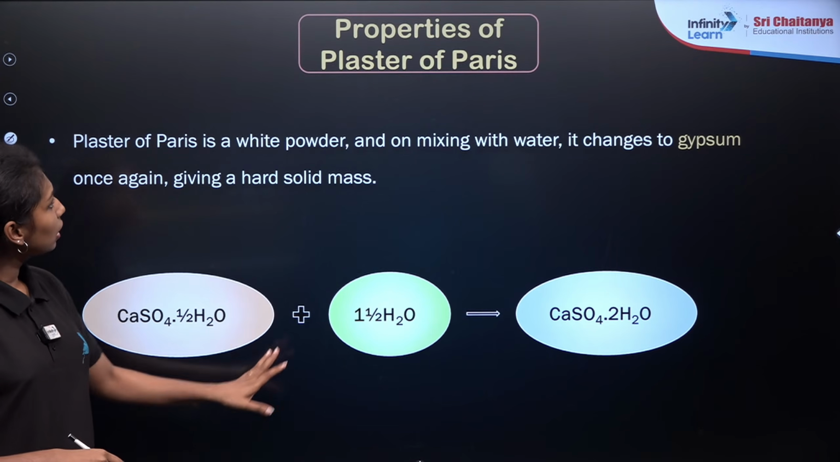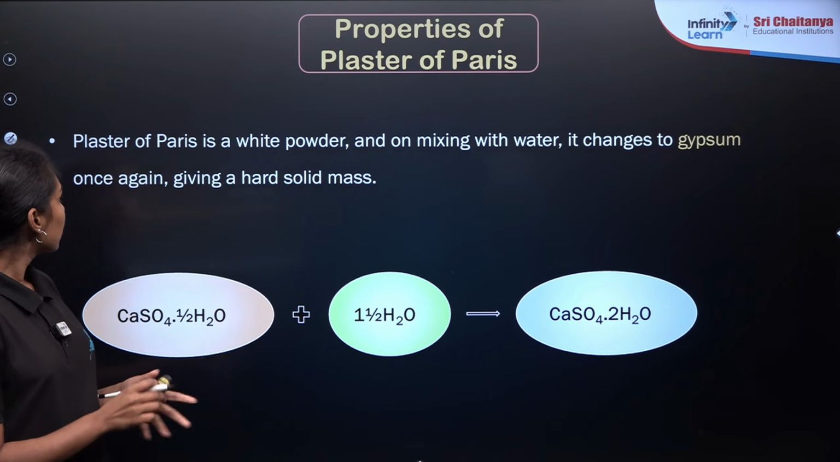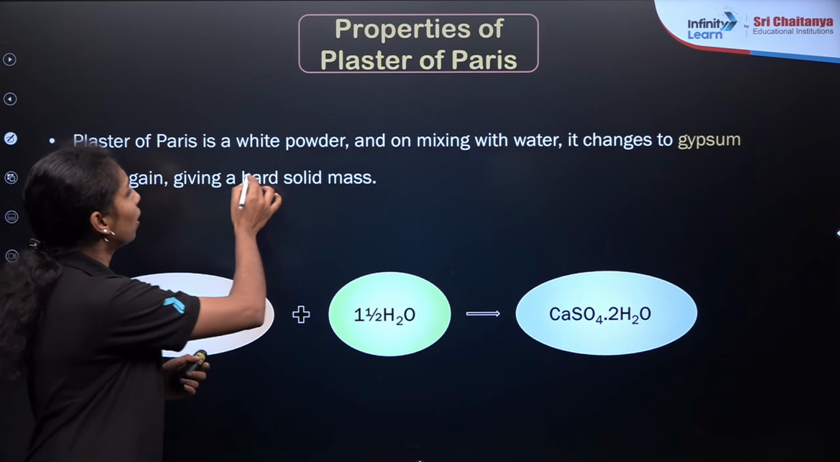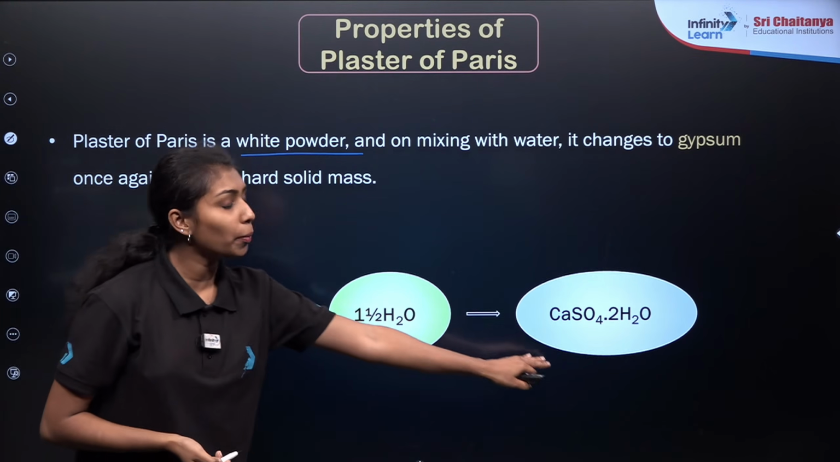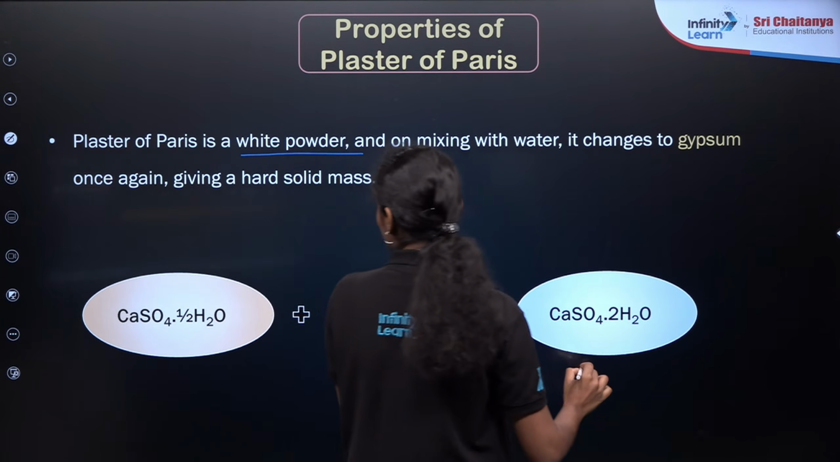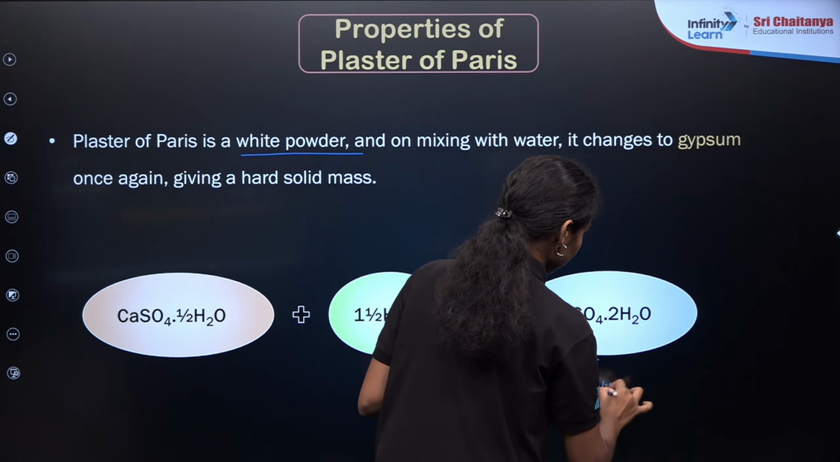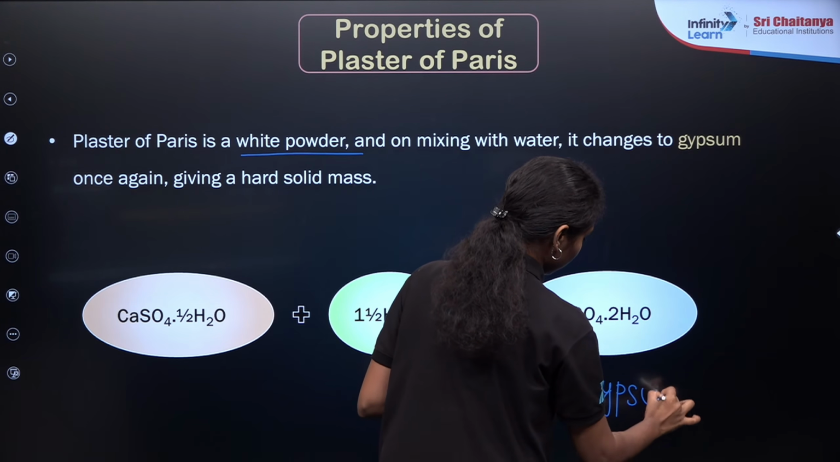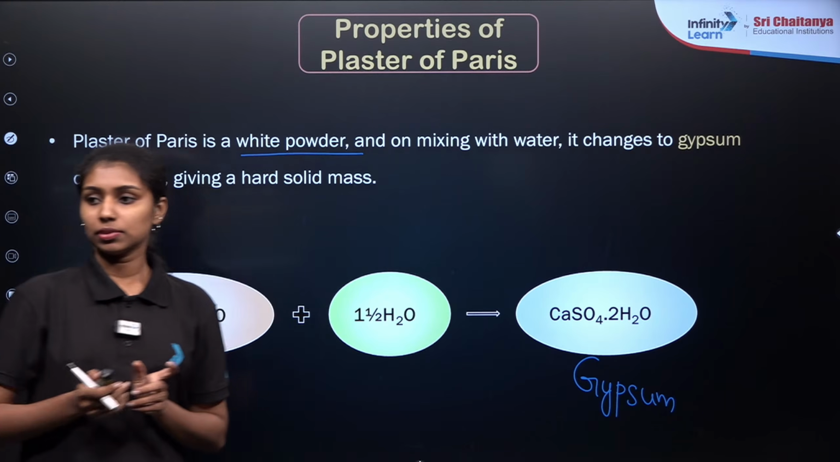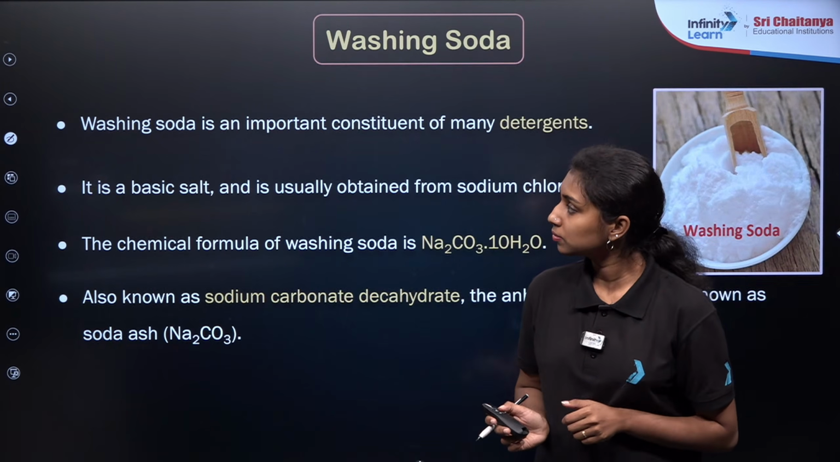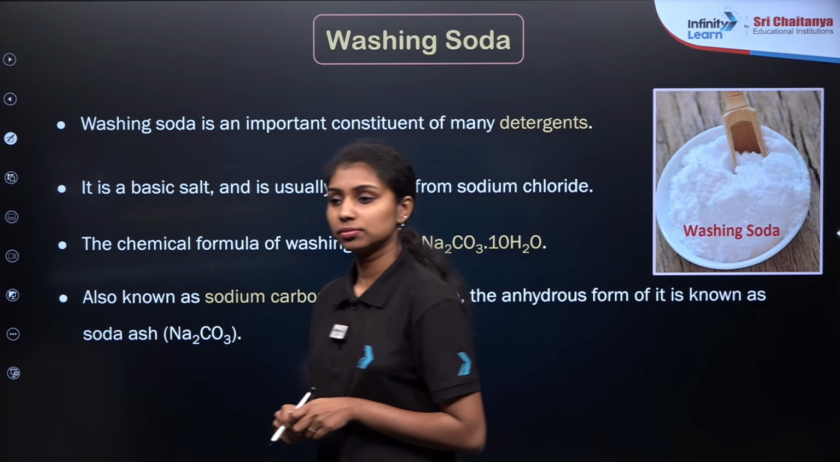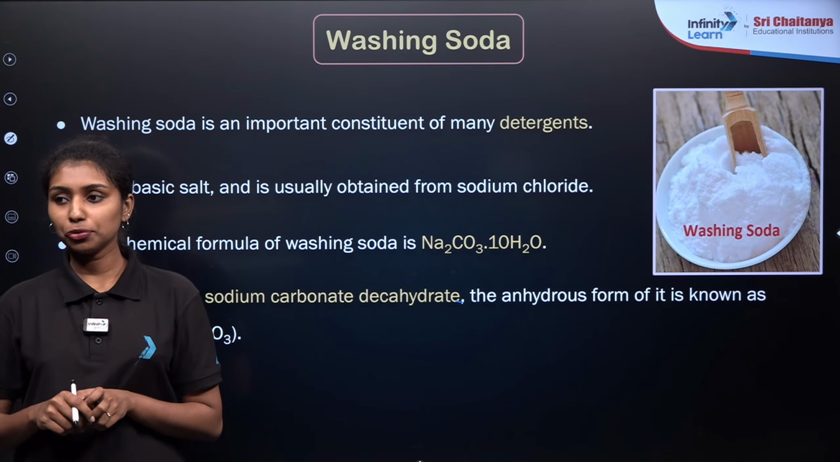Now we need to focus on the properties of plaster of Paris. Plaster of Paris is a white powder. Whenever it is mixed with water, it easily forms gypsum. Gypsum is again another white colored substance. Is that clear? So that's all about plaster of Paris.